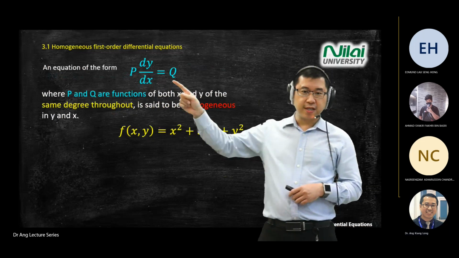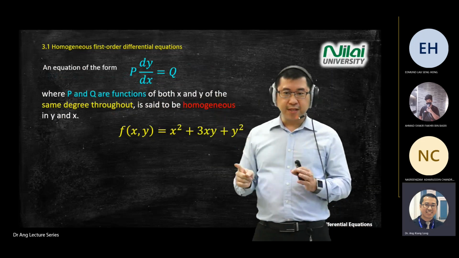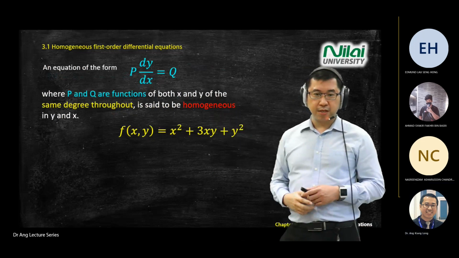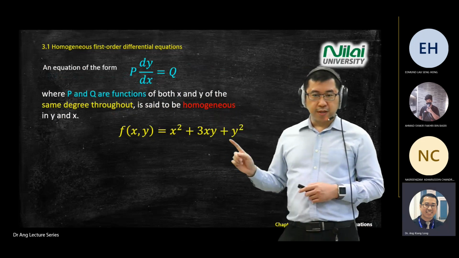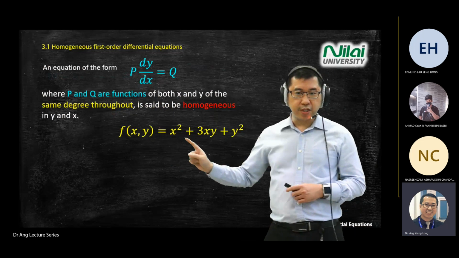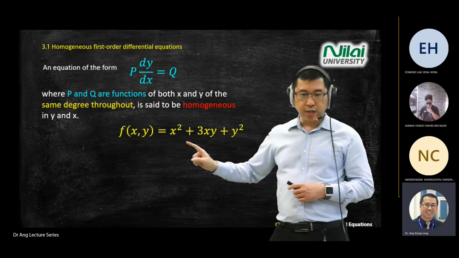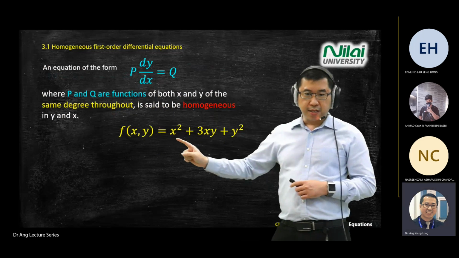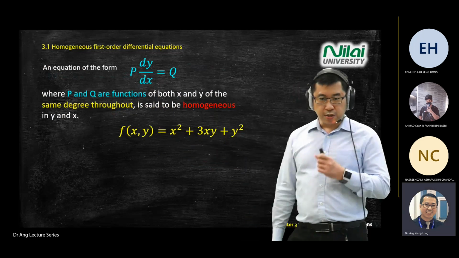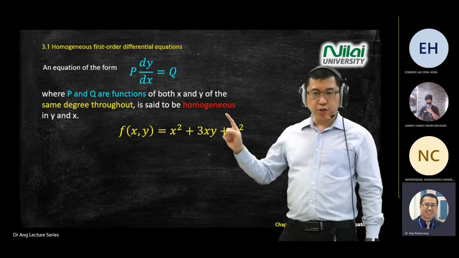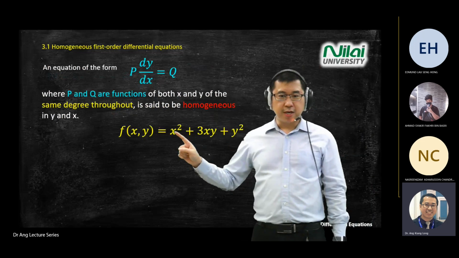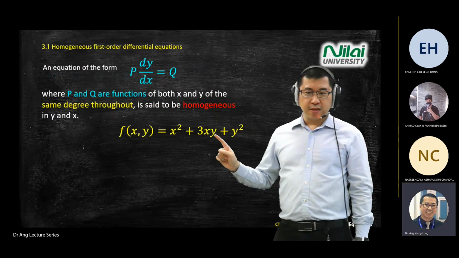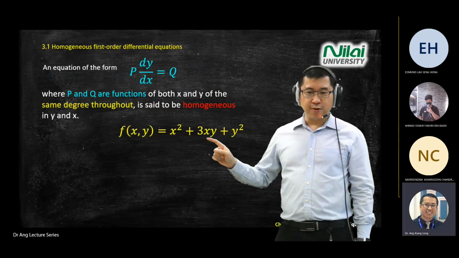Then it must be in the same order, also the same degree. Then we say it is homogeneous. For example, this equation, this function in x and y, is a homogeneous equation. Why homogeneous? Because this one is power 2, this one is power 2, and this one, is it 2 or not?